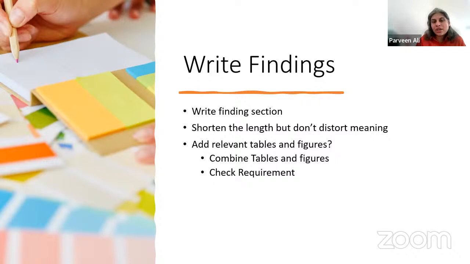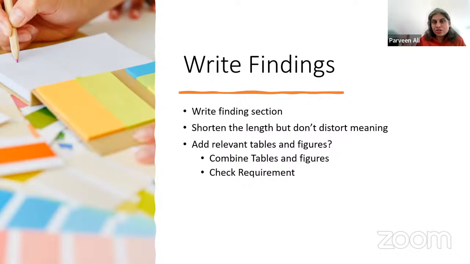You also need to look at relevant tables and figures and see if these can be converted into the journal article and which ones you need. A thesis provides you with a lot of space. You can have as many tables as you like, as many figures as you like, whereas journal articles usually have limits. So you have to pick and choose which tables and figures are going to go in.